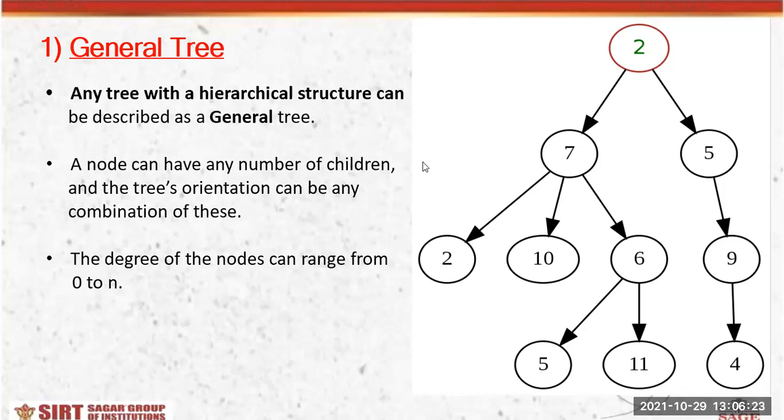So in this way, you can traverse the tree and you can see the general tree has a hierarchical structure, and the degree of a node can range from 0 to n. If you want, you can add another node here. So you can make the degree of 7 as 4 because it will have 4 children. So you can have n number of child nodes of a parent. So the degree of a node ranges from 0 to n, and each node will have a degree ranging from 0 to n.